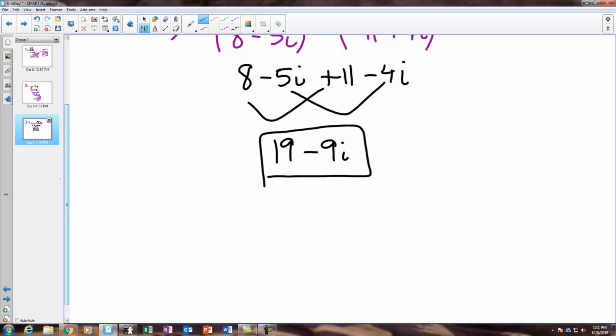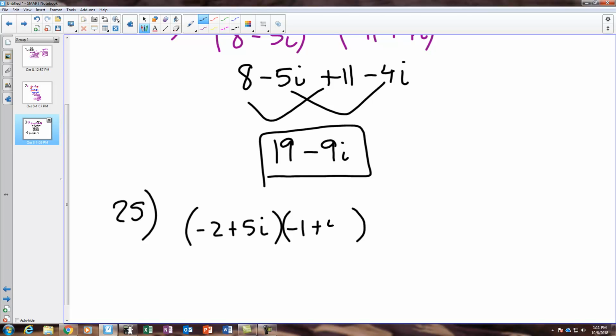So if we look at a question like 25, it's a FOIL of two complex numbers. They've got real numbers and imaginary numbers mixed together. So -2 + 5i. And in the second, we have -1 + 4i. Okay, and the big idea when we start multiplying is that when you get i squared, it's the same as -1. That's sort of the thing that we have to remember to go back to when we do this multiplication.